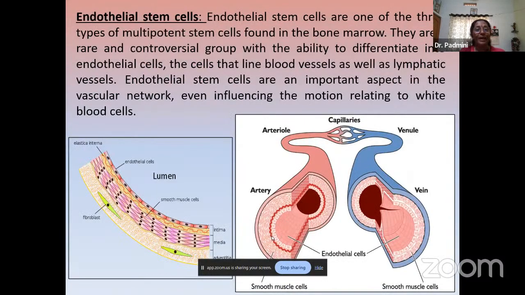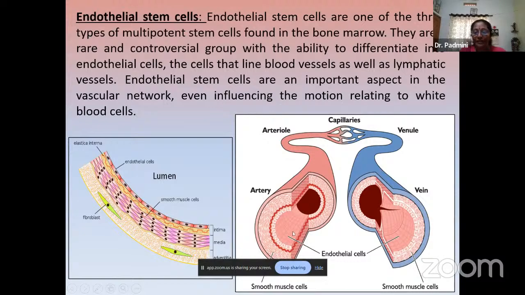Now, when you're talking about the endothelial stem cells, we have talked about ectoderm, we have talked about mesoderm. Now we are going to talk about the endothelial stem cells. Endothelial stem cells are one of the three types of multipotent stem cells found in the bone marrow, and they are a rare and controversial group with the ability to differentiate into endothelial cells and the cells that line, for example, the blood capillaries, the veins and the arteries. So the cells that are lining them are the endothelial stem cells.